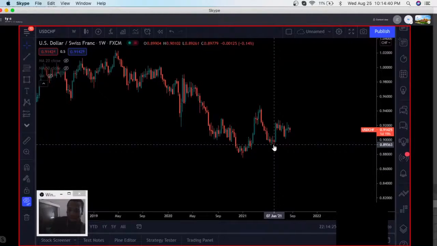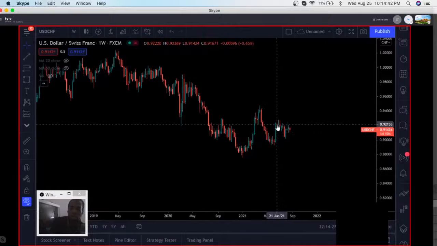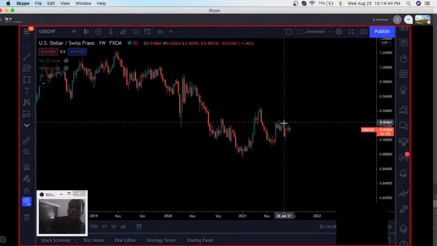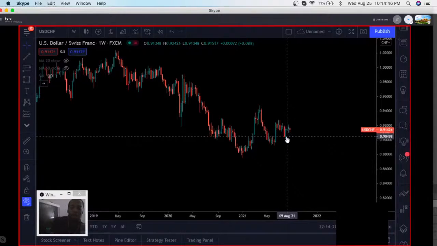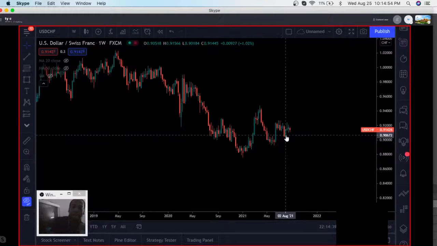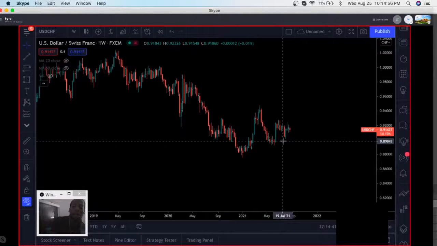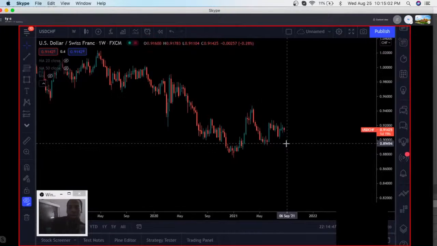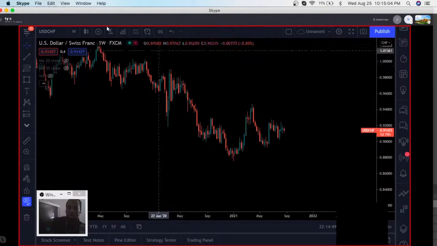So we came back to that level, bounced off of it, strong reaction to the upside. Now look at this. We pulled back, right? What did we make again? Another higher low. So we have a string of one, two, three consecutive higher lows coming off of a major demand zone on the long term monthly chart. So that's something that we want to take into consideration also.